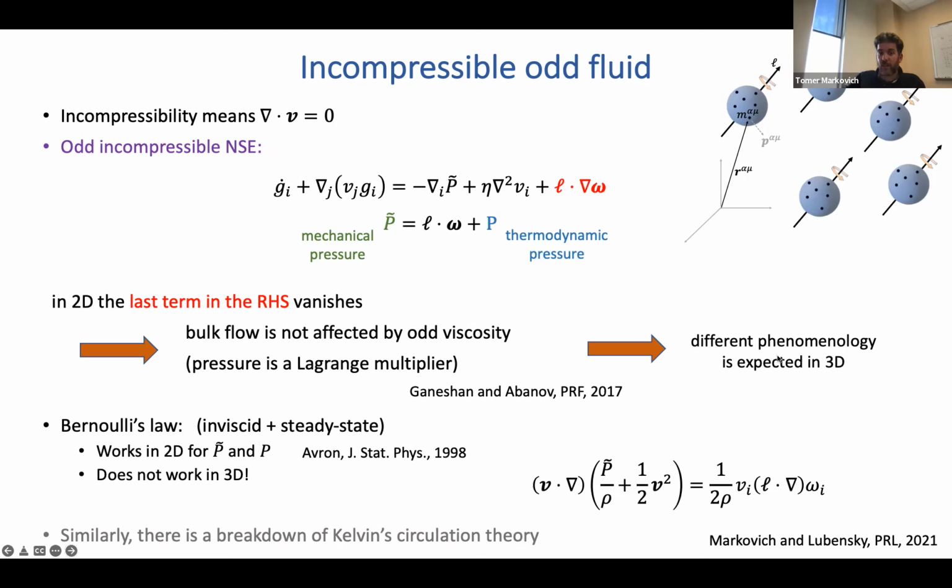But this is very different in 3D. In 3D, I have this term, which will make the equation actually look very different. So I should expect to see very different phenomenology in 3D. Any questions?